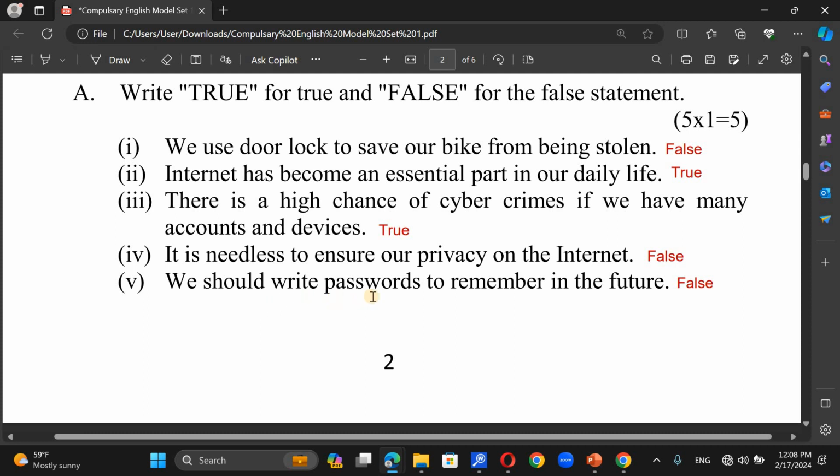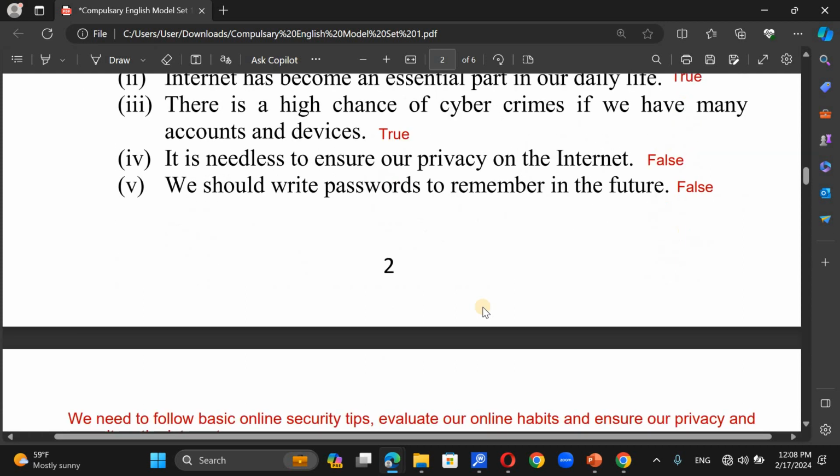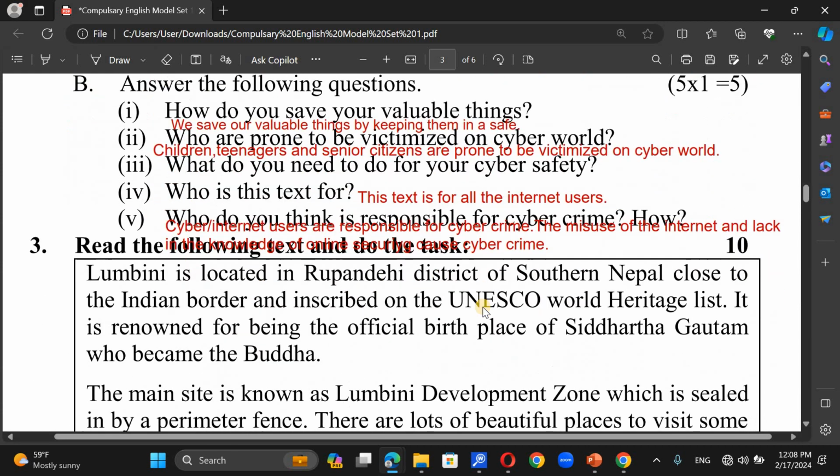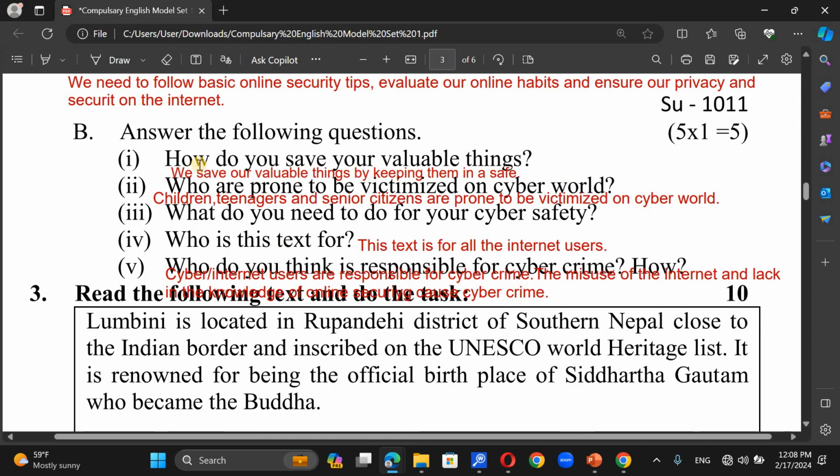Next one. We should write passwords to remember in the future. No, we should not write passwords. When we write passwords, everybody can guess it. This is false.